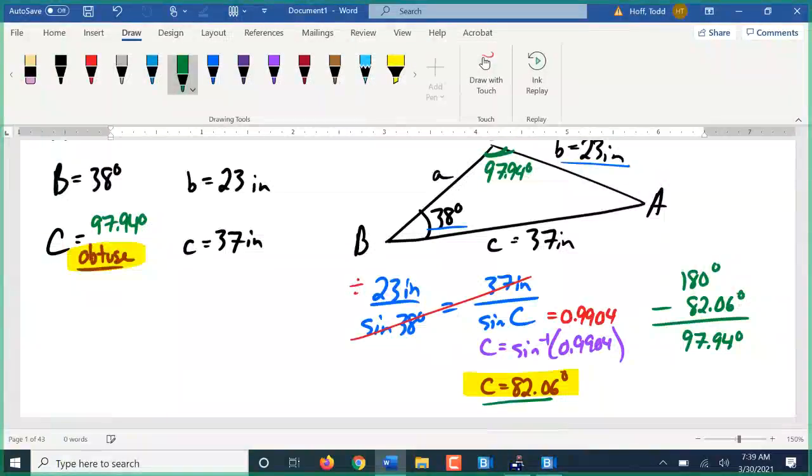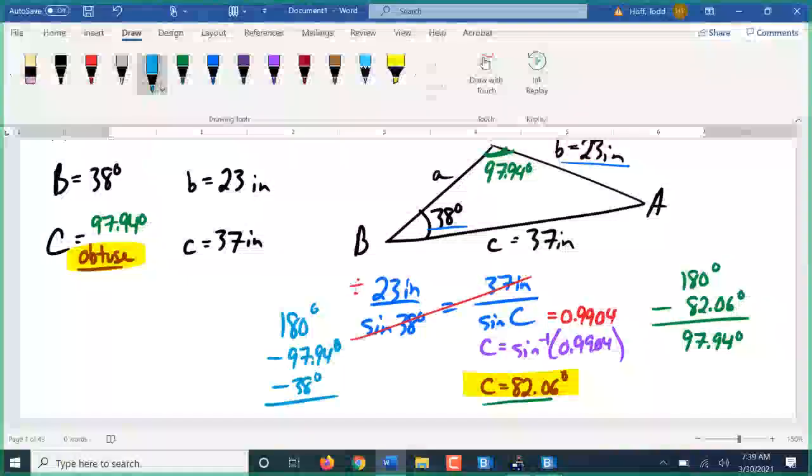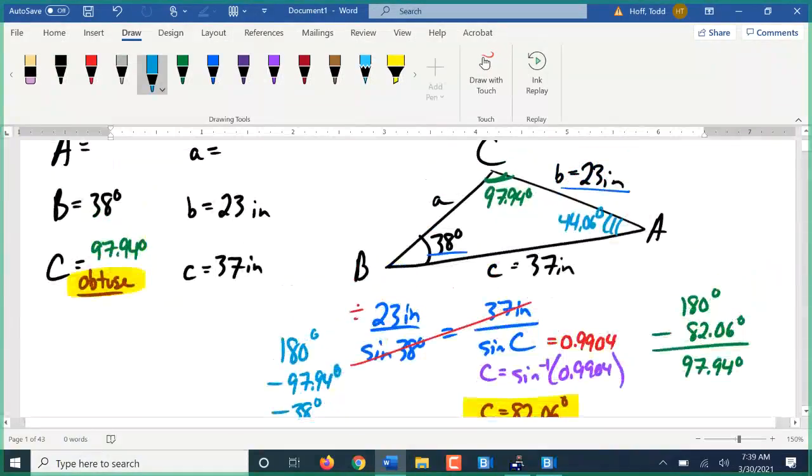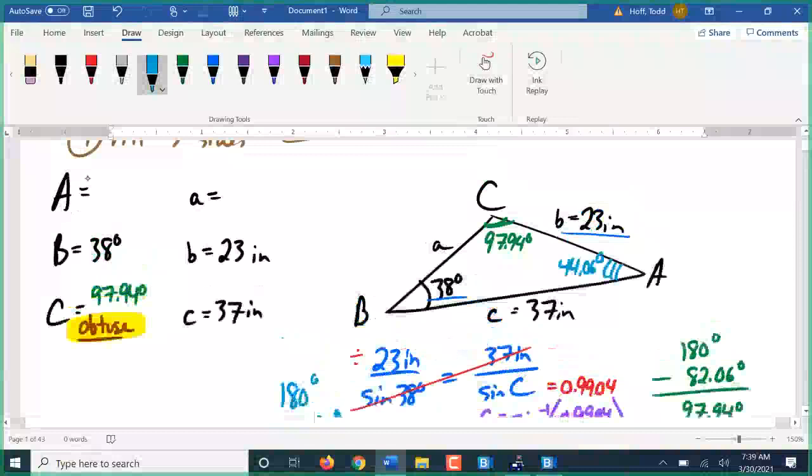Which means we can find angle A by doing 180 degrees and subtracting the 97.94 and the 38 degrees that we have for those other two angles, which is going to give us, what, 44.06, I believe, degrees. Now we have both of the angles that we're missing. All that's left is find side A, and this is just now a pure law of sines problem.